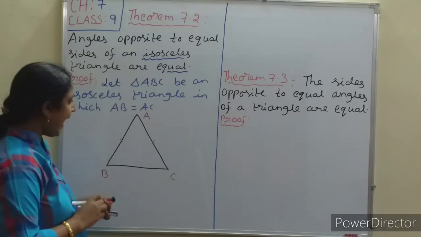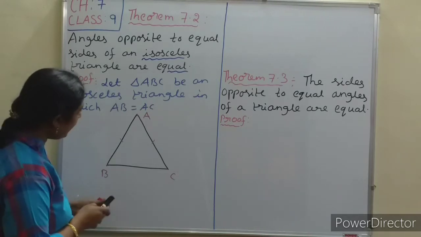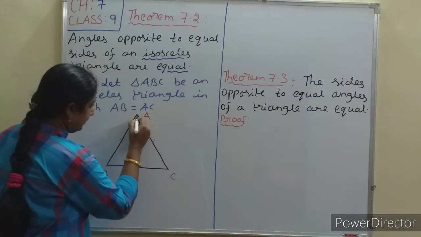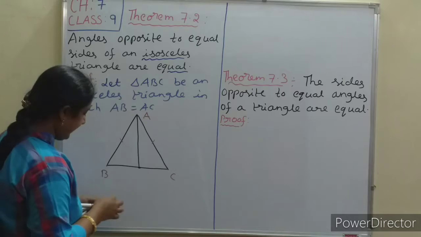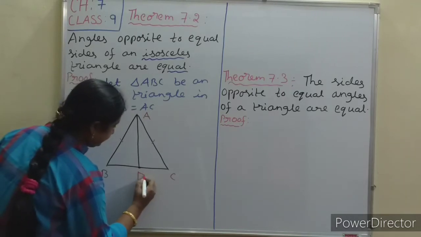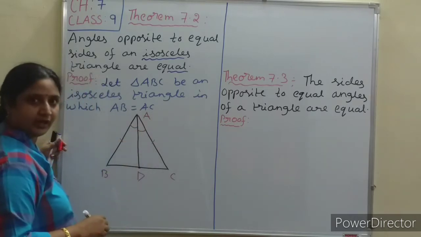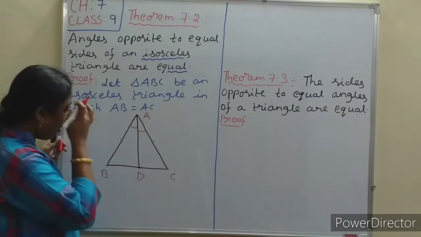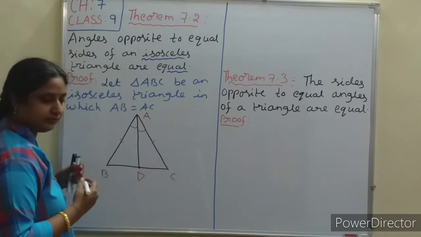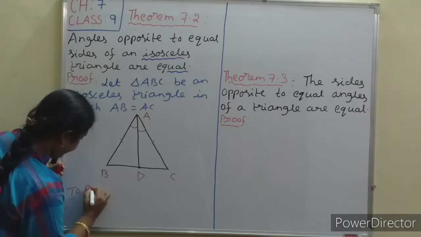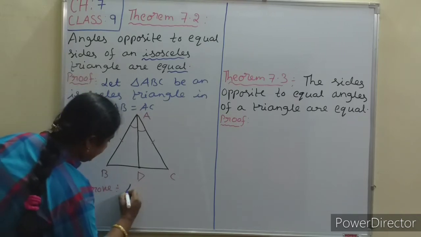Here I am constructing, you draw the bisector of the angle A to BC at point D. That means this angle and this angle are equal. Okay children, now what we have to prove? We have to prove angle B equals angle C, right? To prove angle B equals angle C.